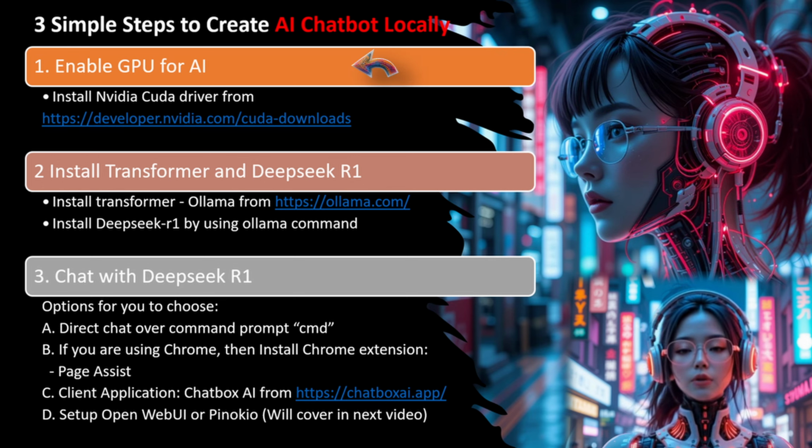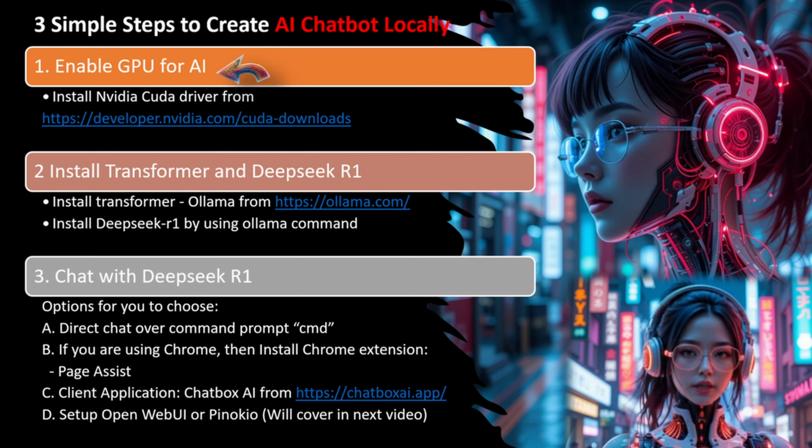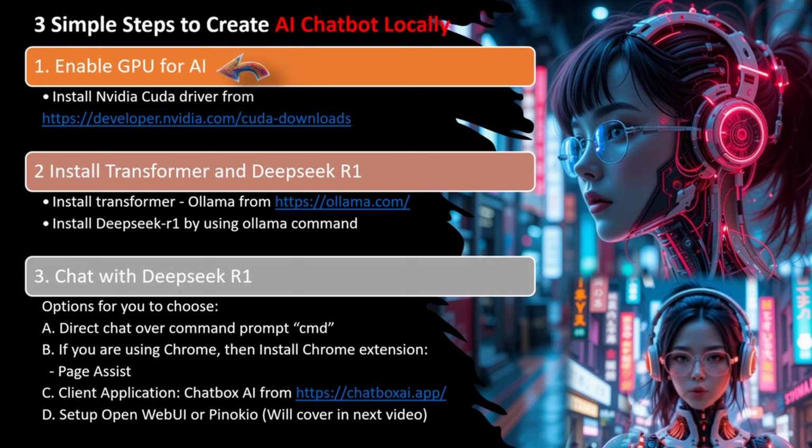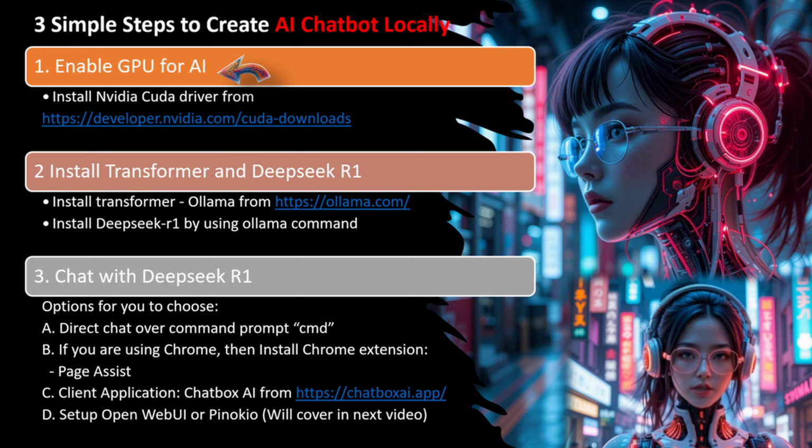I'm going to walk you through the 3 simple steps to set up a chatbot locally. Step 1. Enable the laptop's NVIDIA GPU. For AI workloads, the GPU, or graphics processing unit, is essential. It's known for 3D gaming, but we will use the GPU to handle the heavy computations required by the AI model. Here's how to do it.